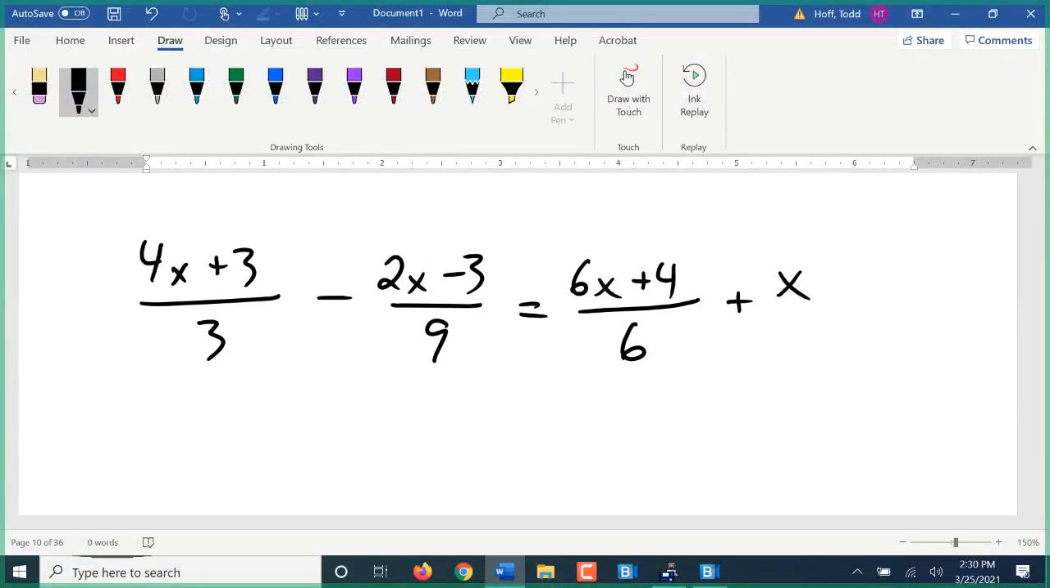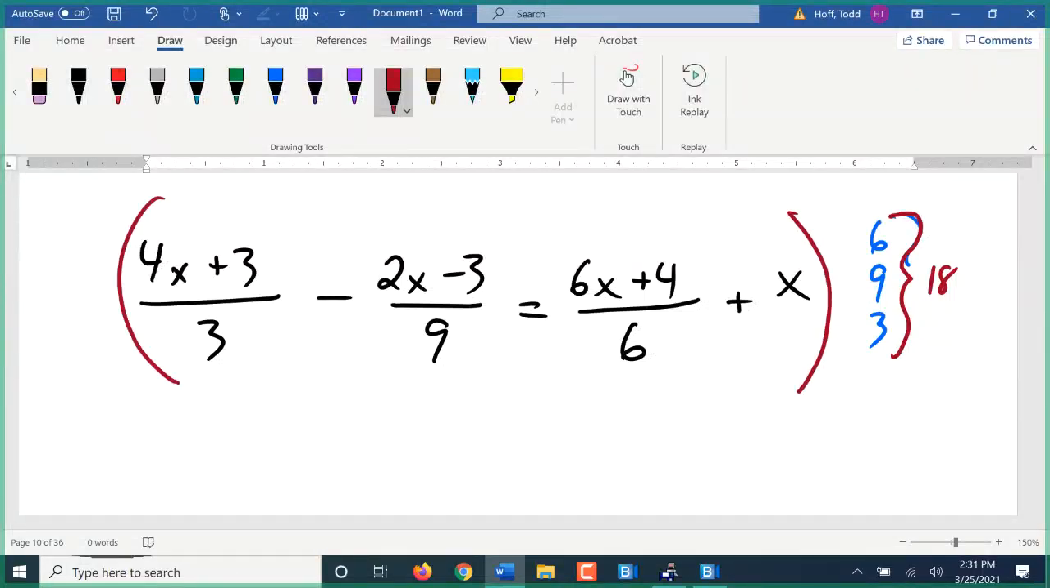We will, once again, use that least common denominator to try to eliminate the fractions. Right now we have denominators of 6, 9, and 3. Well, 3 goes into either 6 or 9, so we don't have to worry about the 3. It'll be good if we can get 6 and 9. For 6 and 9, it looks like our least common denominator would be 18. 6 goes into 18, and 9 goes into 18. So that means I'm going to multiply this whole equation by 18.